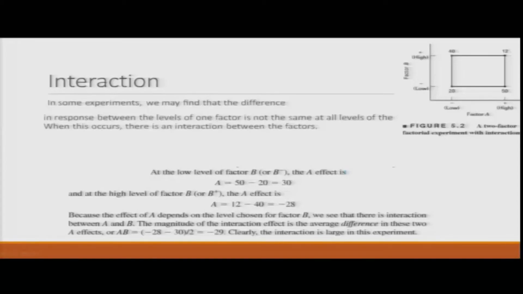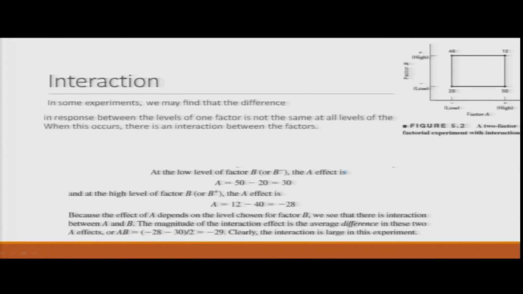So, in some experiments we may find that the difference in response between the levels of one factor is not the same at all levels. So, that is what I mentioned. When this occurs, there is an interaction between the factors. So, at the low level of factor B, the effect of A would be 50 minus 20, the difference of the high and the low, which is 30, and then at the higher level of B, which is B plus.